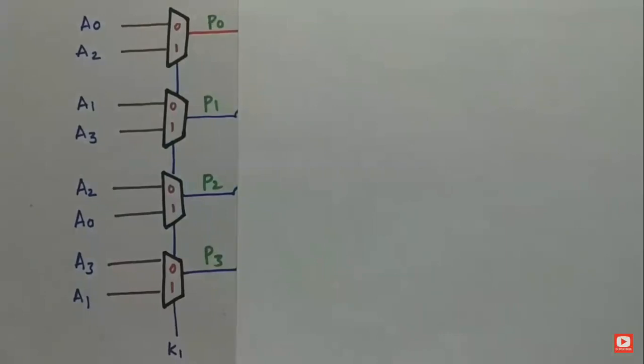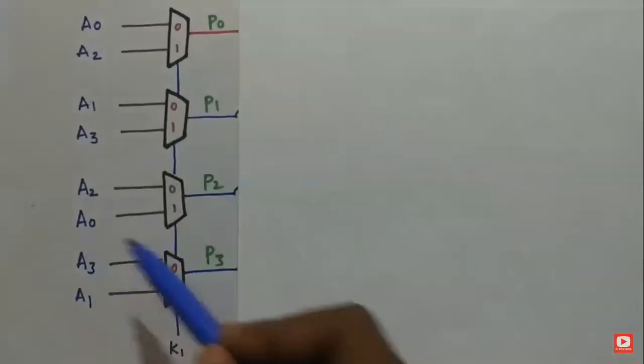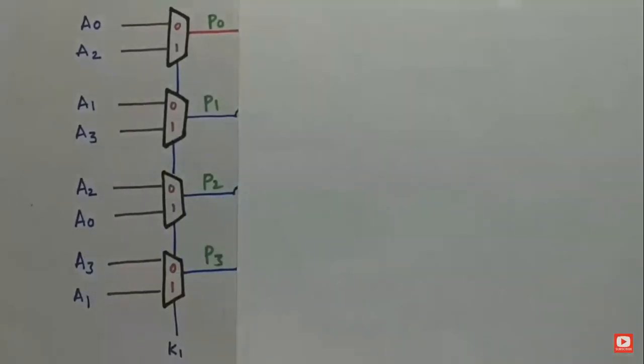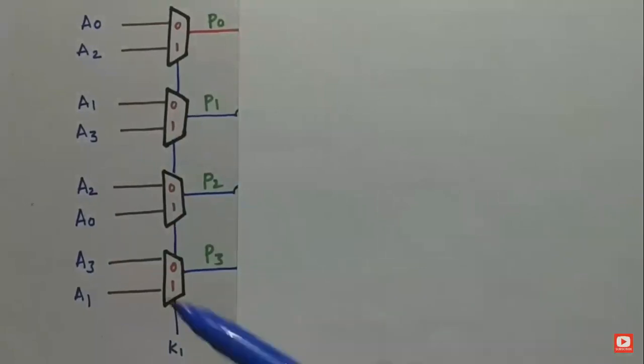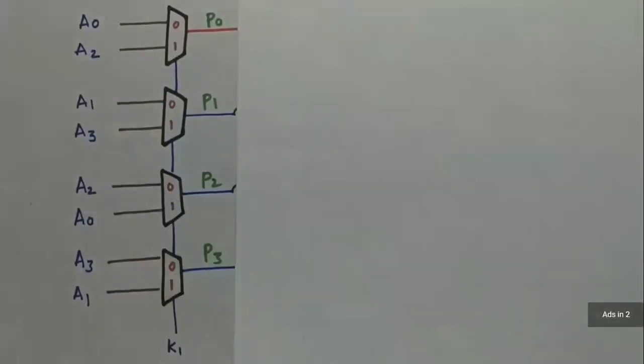What happens when K1 is 1? P0 is getting A2, P1 is getting A3, P2 is getting A0, and P3 is getting A1. That's the basic operation of the multiplexer. But as you can see, one important note is that the A0 position has been taken by A2 and the A1 position has been taken by A3. This happens when we shift.